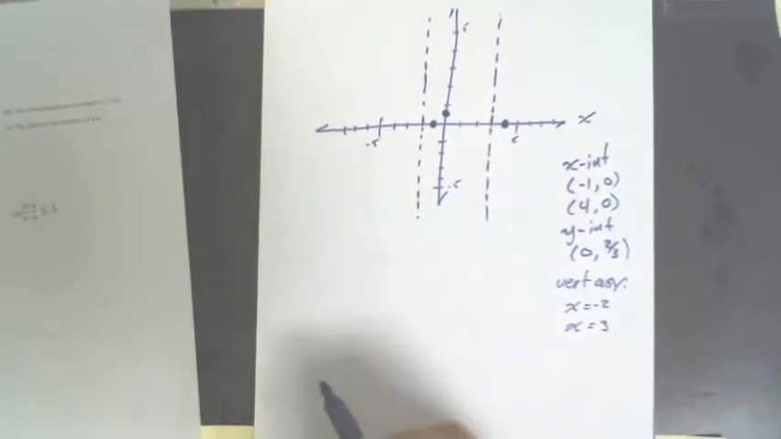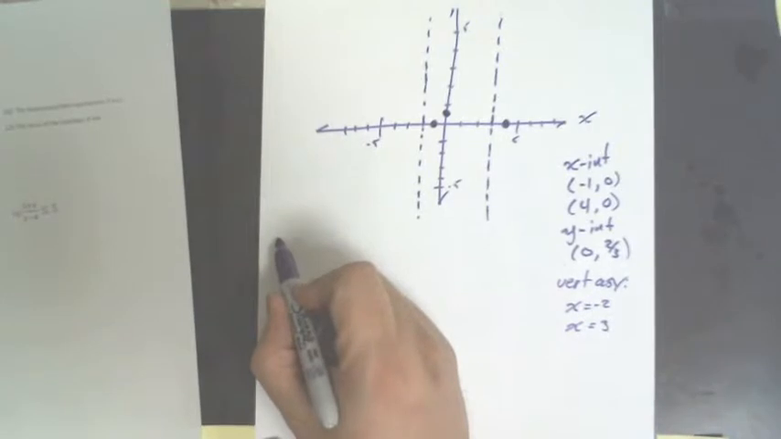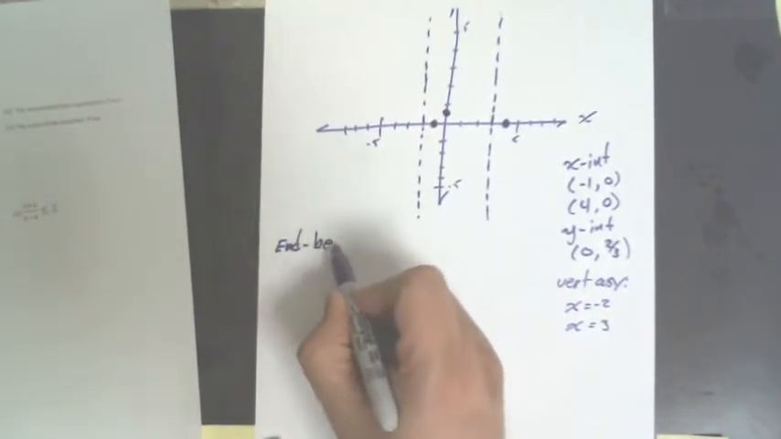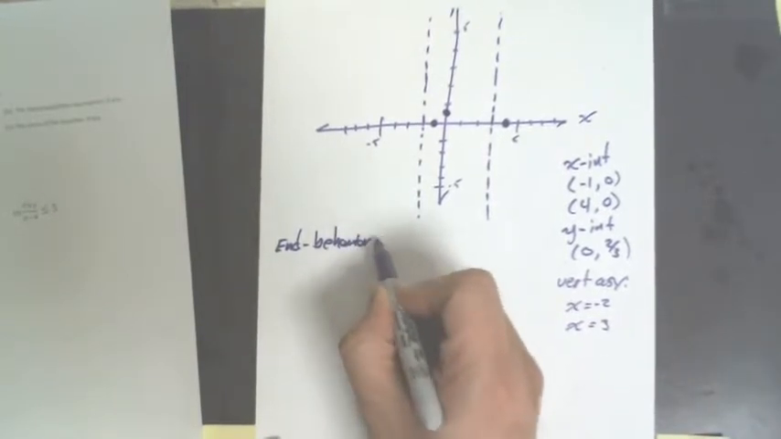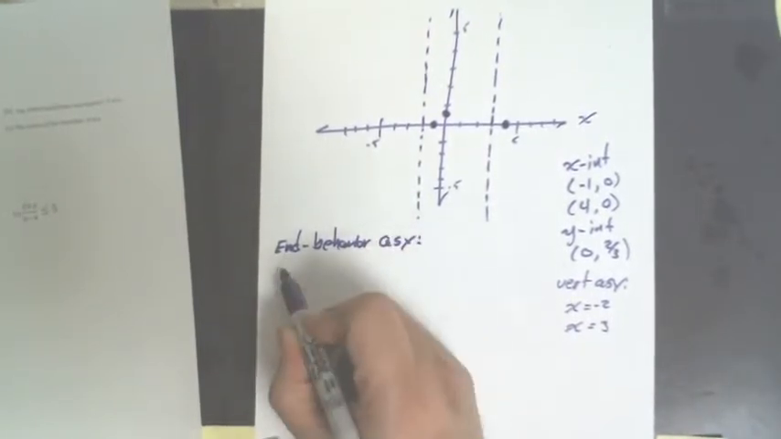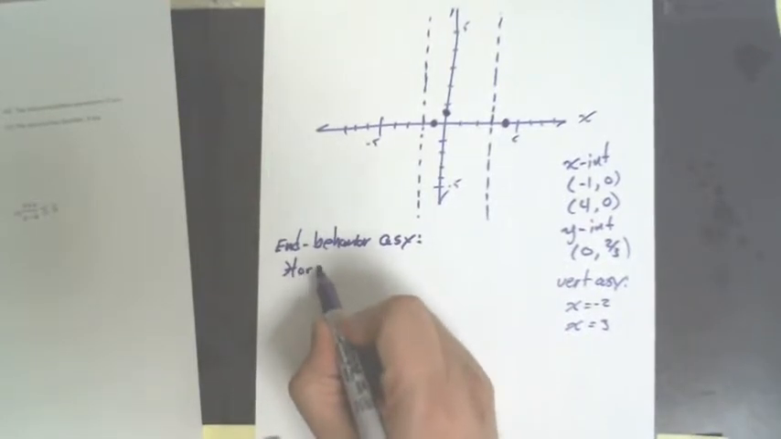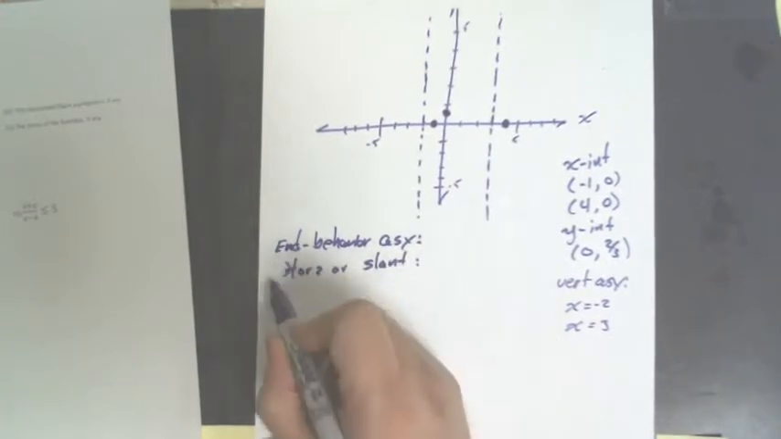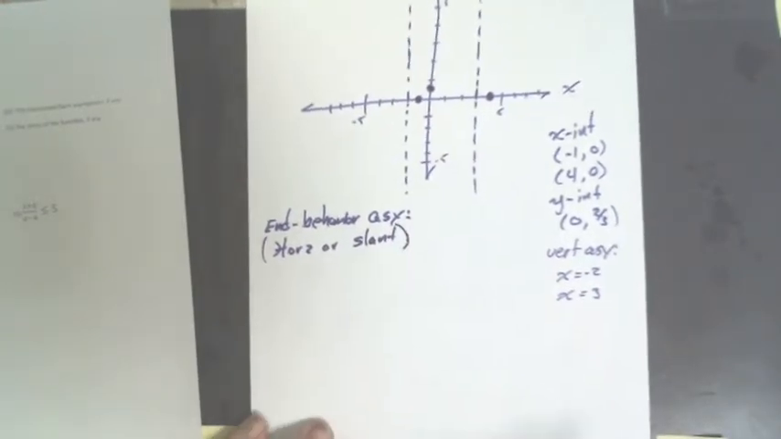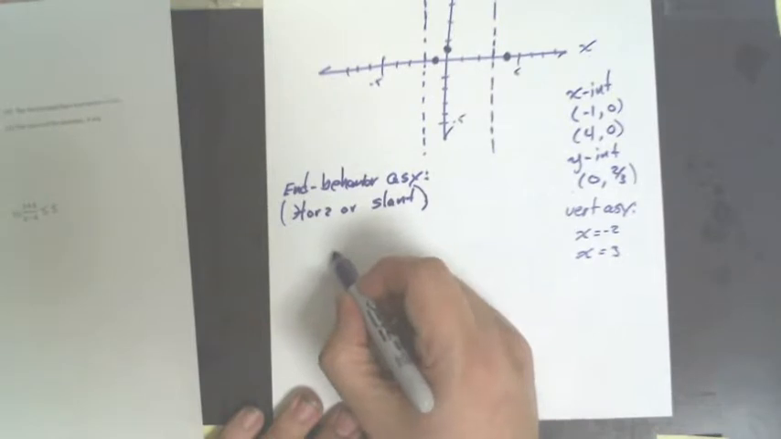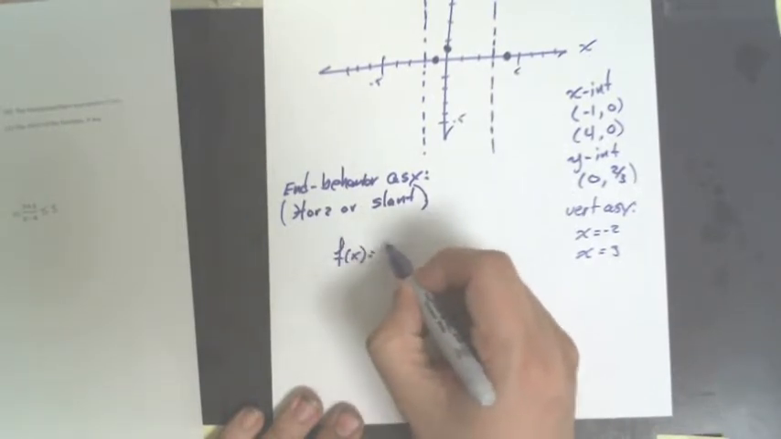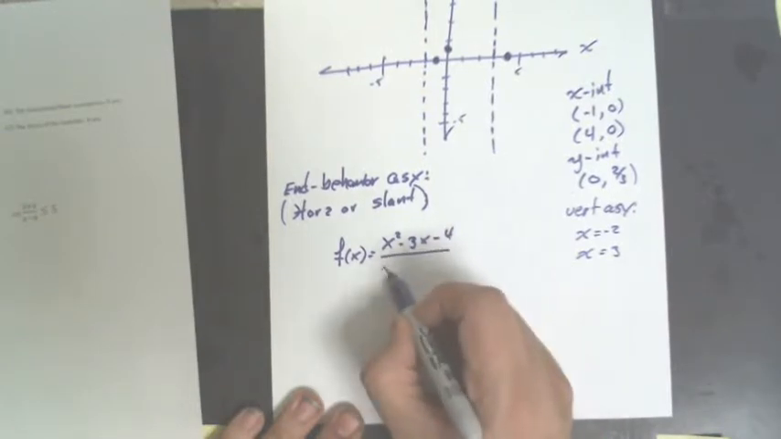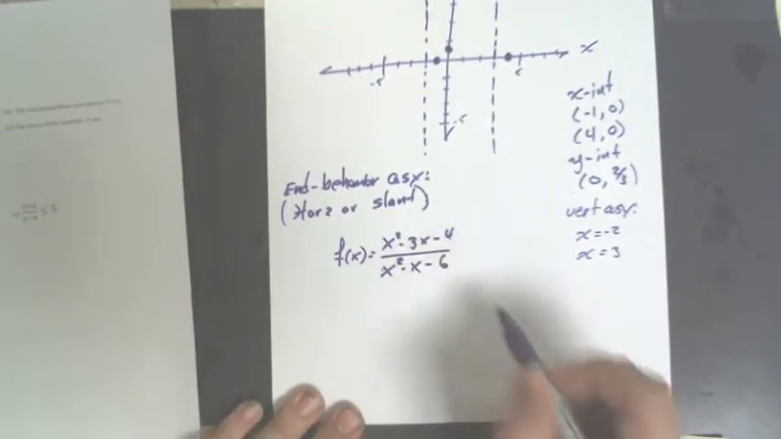Okay, great, we've got a bunch of points and a couple of asymptotes. The last thing we have to find is that end behavior asymptote, the horizontal or slant asymptote. So let's remind ourselves what our function is here. F of x equals x squared minus 3x minus 4 over x squared minus x minus 6.